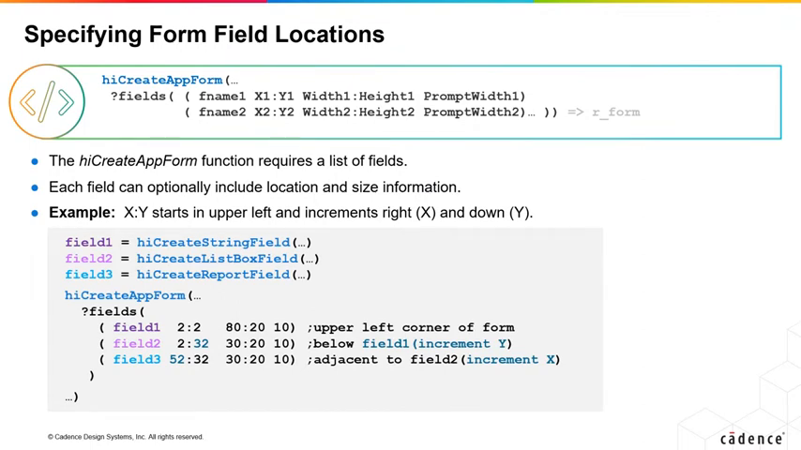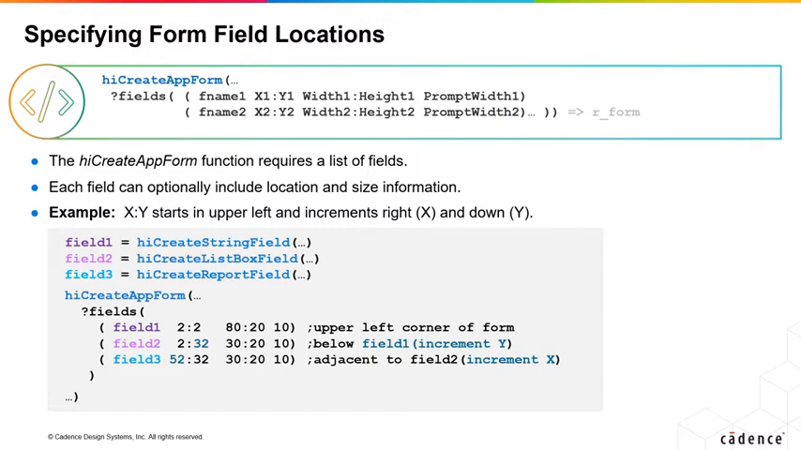Here's some information on specifying form field locations. Within HI Create App Form, there's a keyword parameter fields, and you can just give it a list of field names, in which case they'll appear vertically in any form you create. So fname1, fname2.